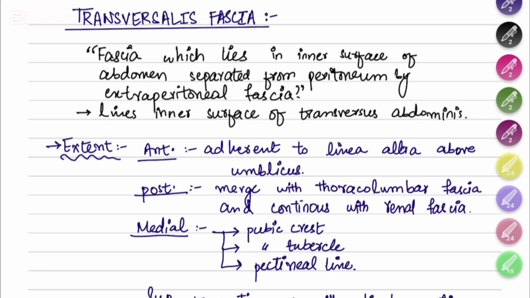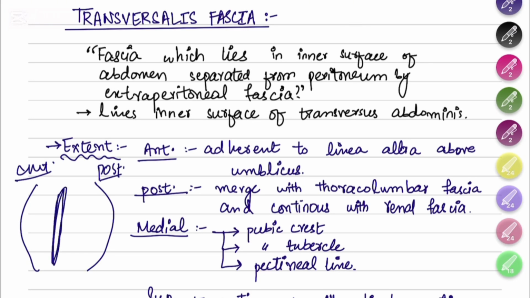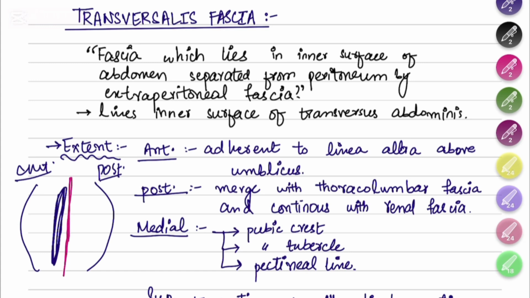We can say this is the abdomen. This is the anterior side of the abdomen and this is the posterior side of the abdomen. And here this is the transversus abdominis muscle. Behind the transversus abdominis muscle is the transversalis fascia, a fascial lining that covers the transversus abdominis muscle from the inner side.